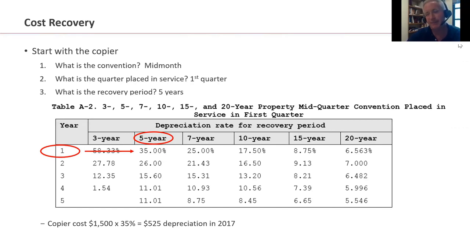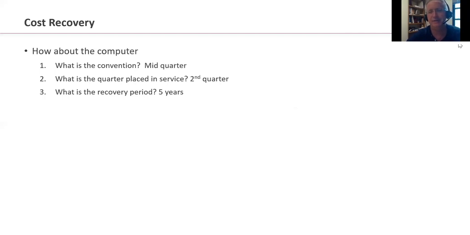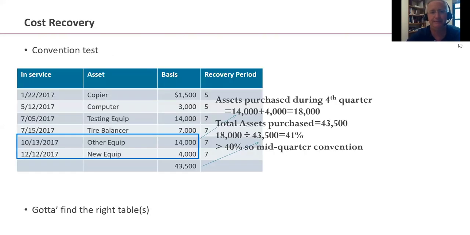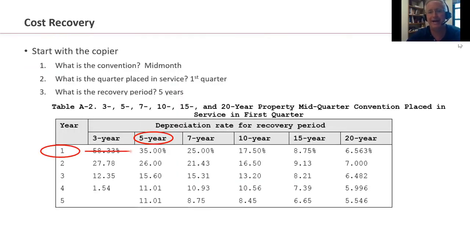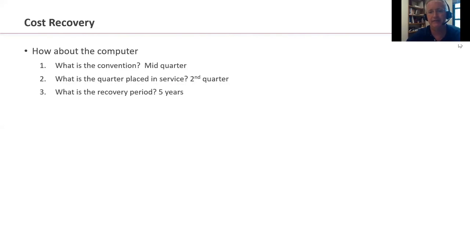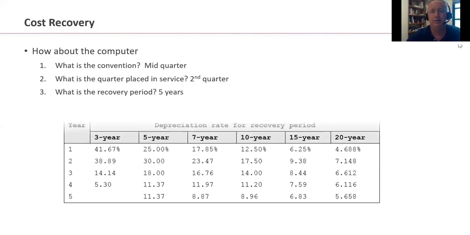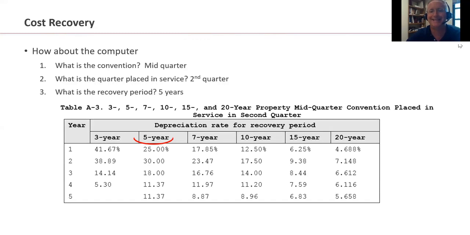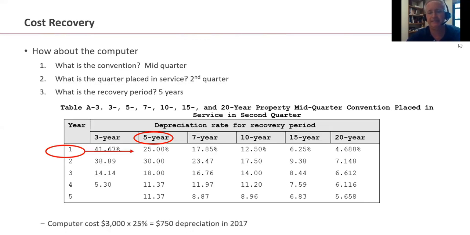So that's really as simple as it is, but just to be safe, let's do another example. What about the computer? So we know the convention's mid-quarter. When was the computer placed in service? If we flip back, the computer was placed in service in May. Therefore, that is a second quarter asset. Let's flip forward. The recovery period for a computer is 5 years. So we go to the table. We find the one for the second quarter, 5 year, first year, it's 25%. 25% times the cost of the computer is $750. That's my depreciation in 2017.